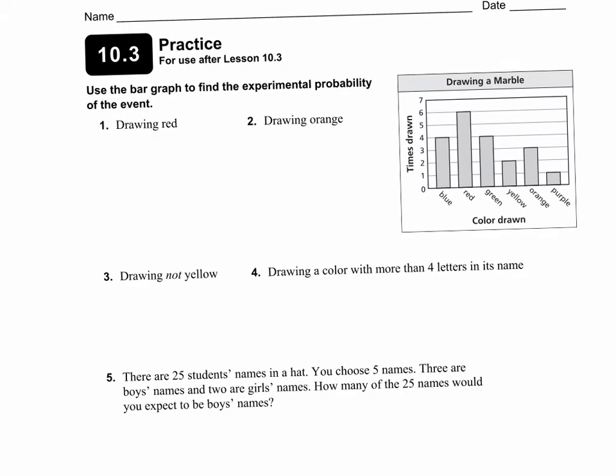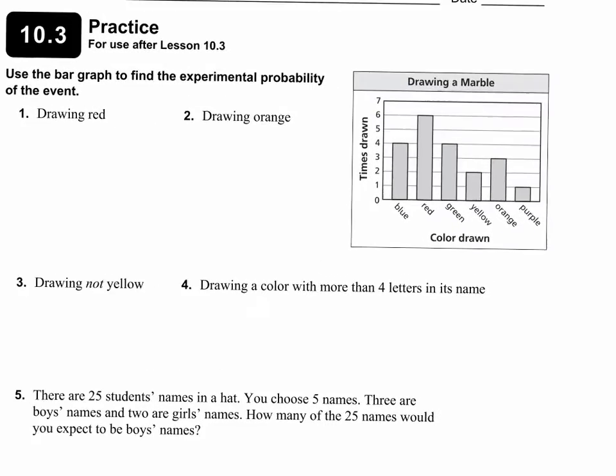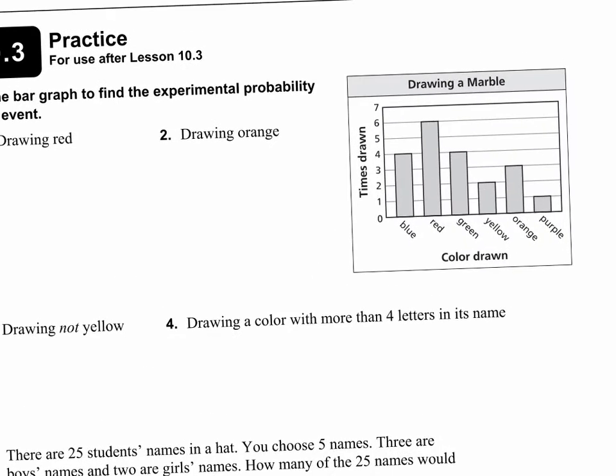Alright, so let's go ahead and apply this. Use the bar graph to find the experimental probability of the event. Experimentally, someone already did all of this. They drew blue 4 times, red 6 times, green 4 times, yellow 2 times, orange 3 and purple 1. So altogether they did 10, 14, 15, 16, they did 20. So they drew 20 times, okay?